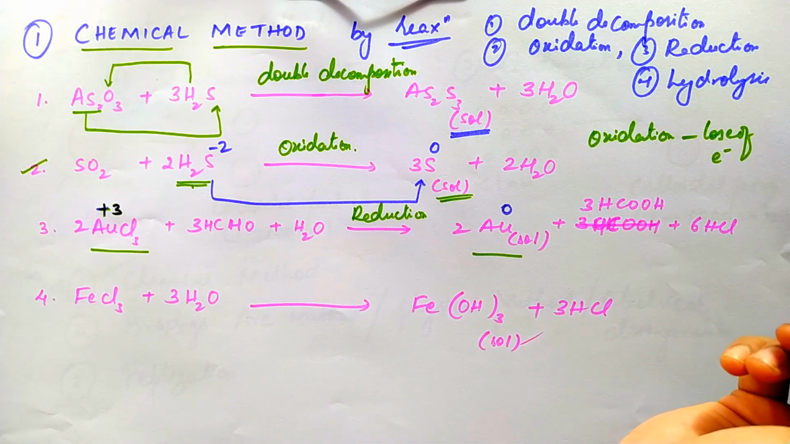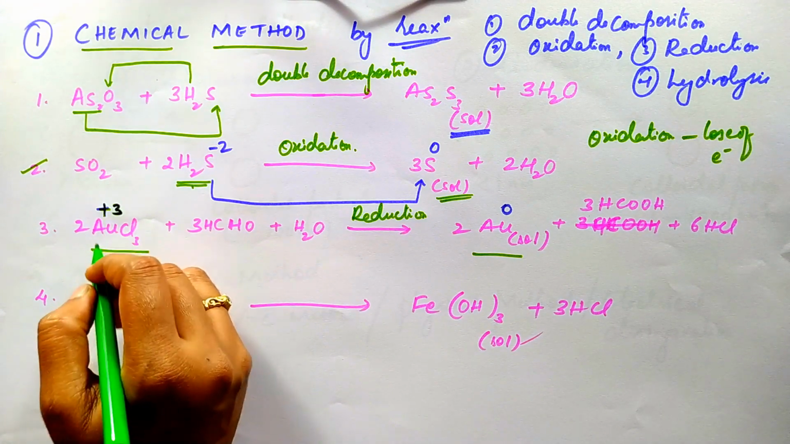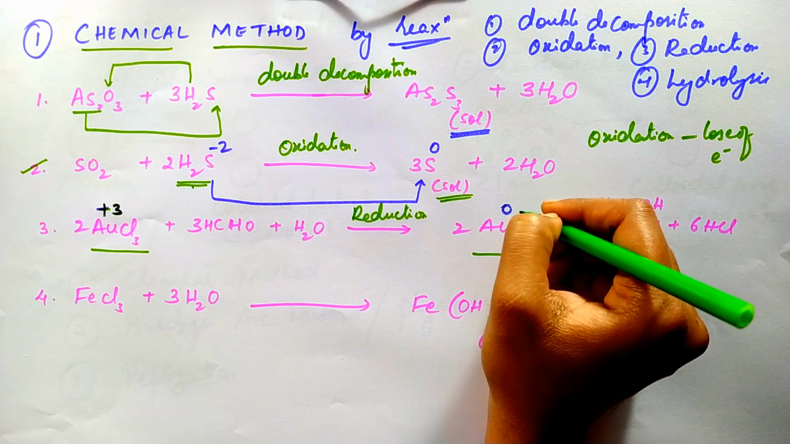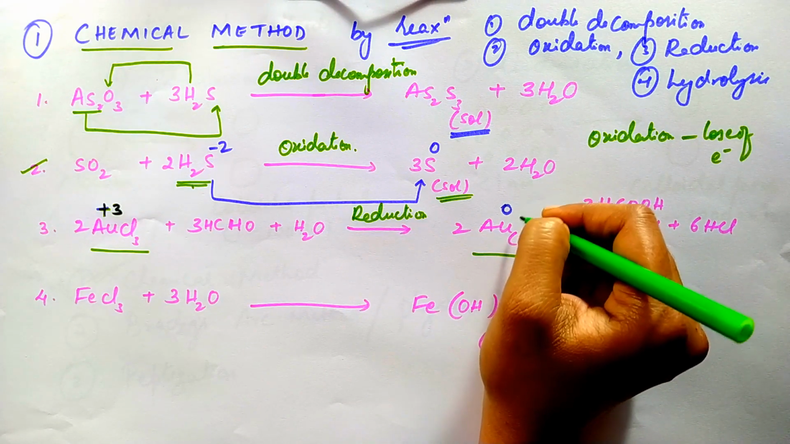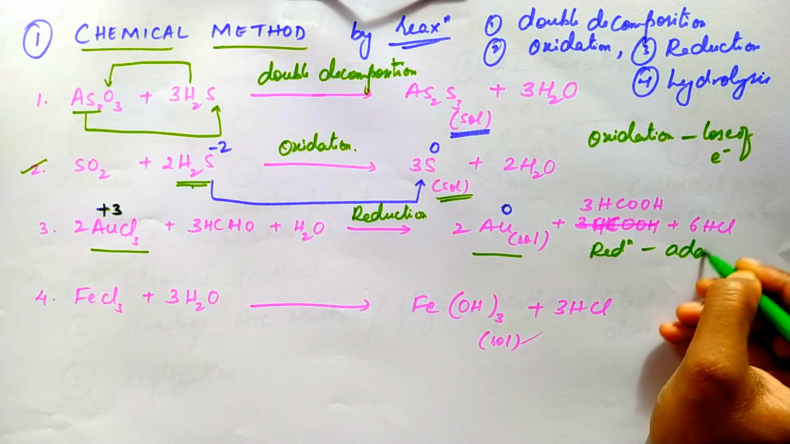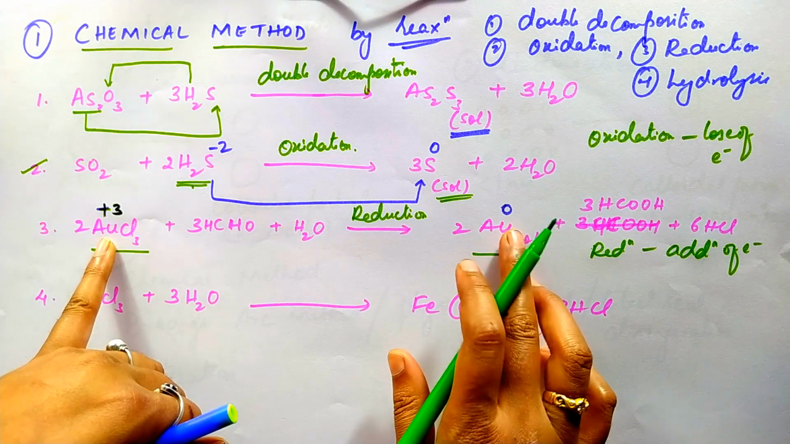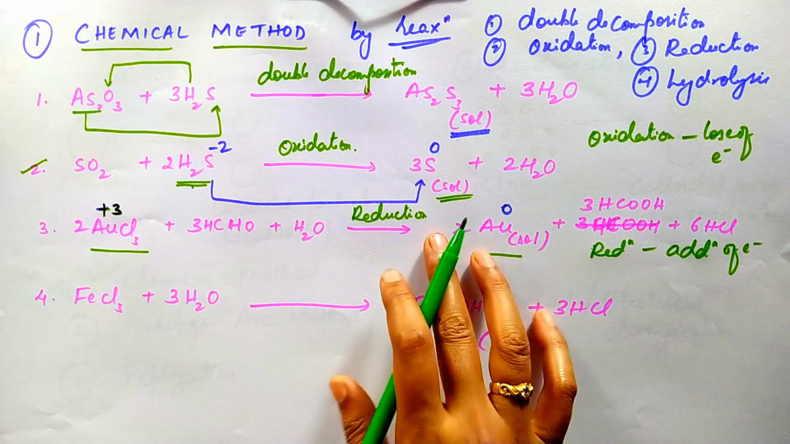Reduction means addition of electrons. Here 3 electrons are added to +3 to form a 0 oxidation state. So, reduction is addition of electrons, and +3 is converted into 0 oxidation state. It is a reduction process.